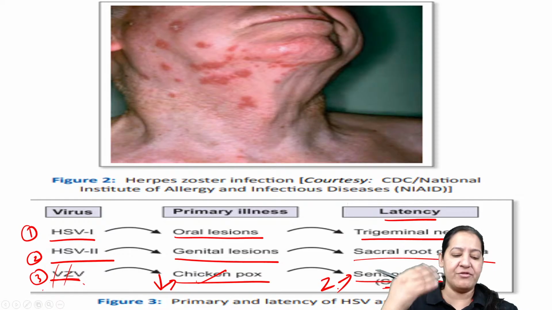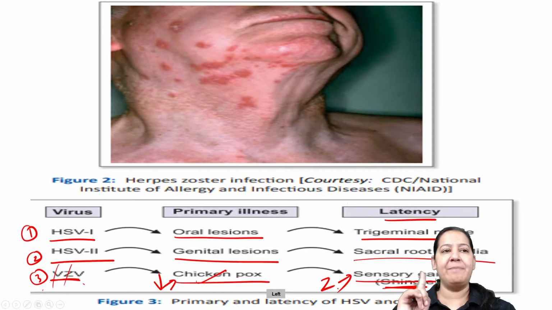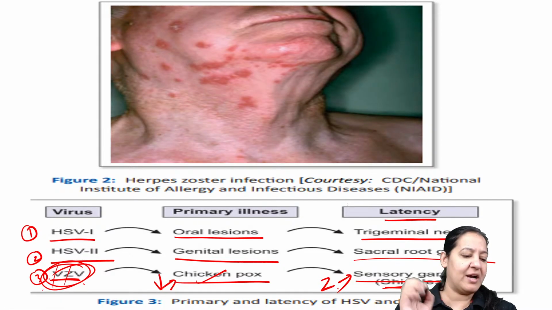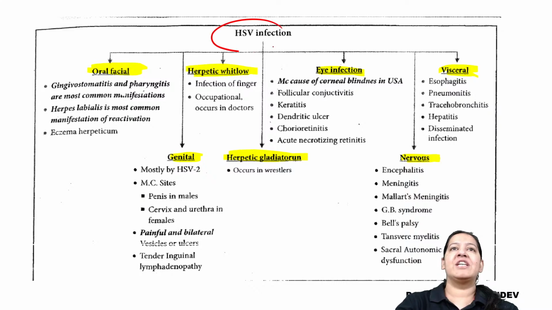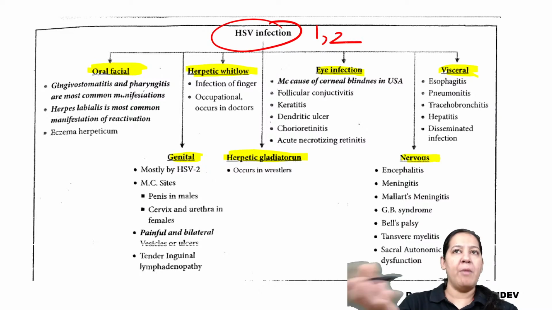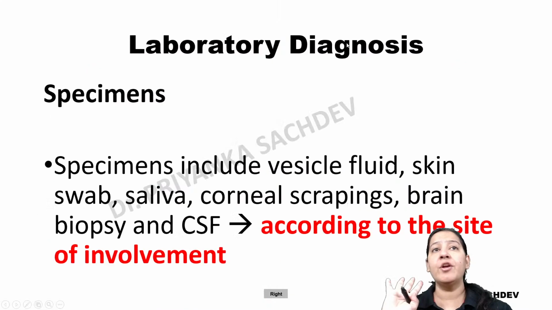So this is the comparison of type 1, 2, 3. Let me proceed now. What is the lab diagnosis? Let me finish type 1 and 2. Type 3, I will come to it; I will teach you the details of type 3. Let me finish type 1 and 2. Type 1 and 2, you got it? So this is HSV type 1 and 2. Some of them are 1, some of them are 2. Right? We got it. Everyone give me a thumbs up.